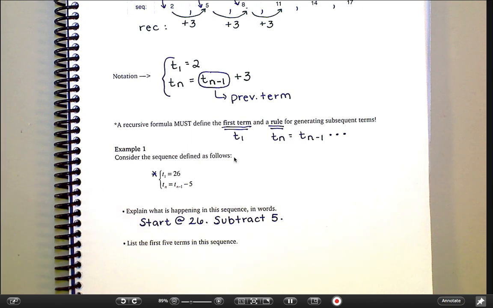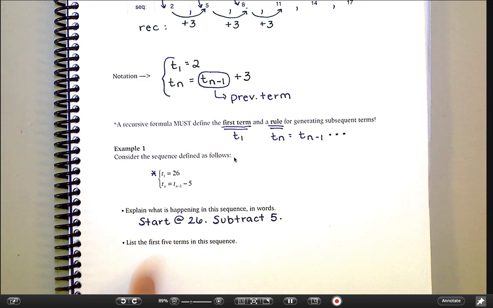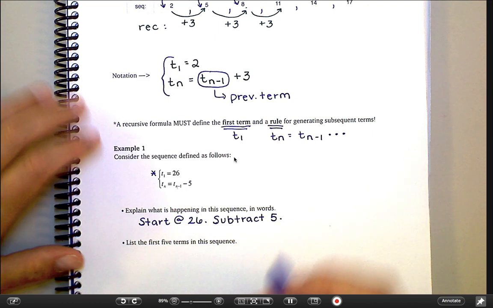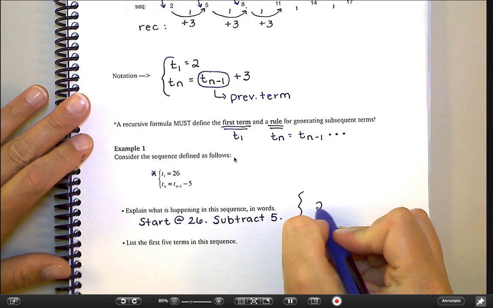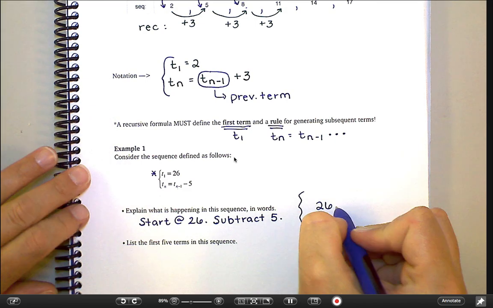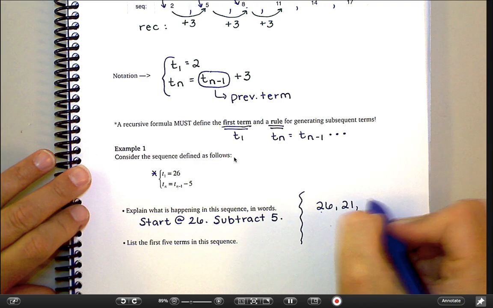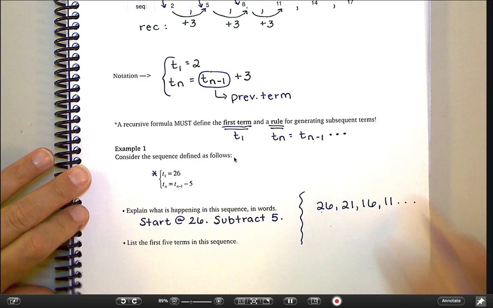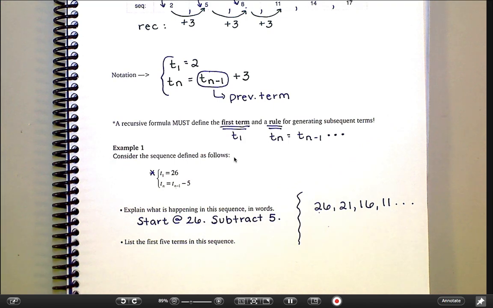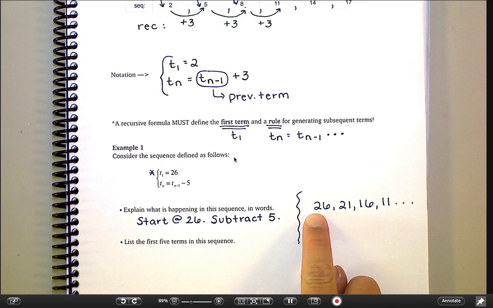Okay, so I'm going to show you really what's happening with this sequence, and then I'm also going to show it to you in notation down here. But this is basically saying my sequence is going to look like this: 26 and subtract 5, so that'd be 21. And then subtract 5, and that's 16. And then subtract 5, and that's 11, and so on and so on and so on. Okay, that's all this notation is saying. Start at 26, and then subtract 5 every time.